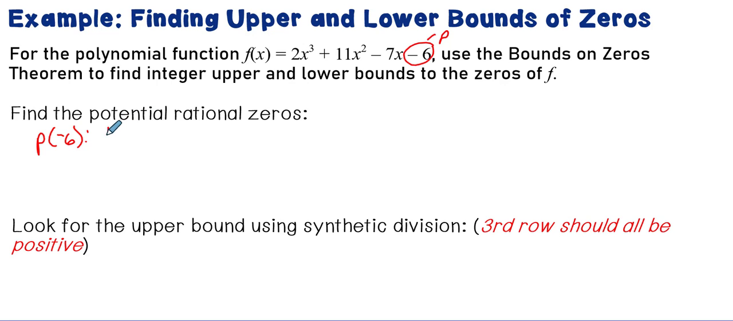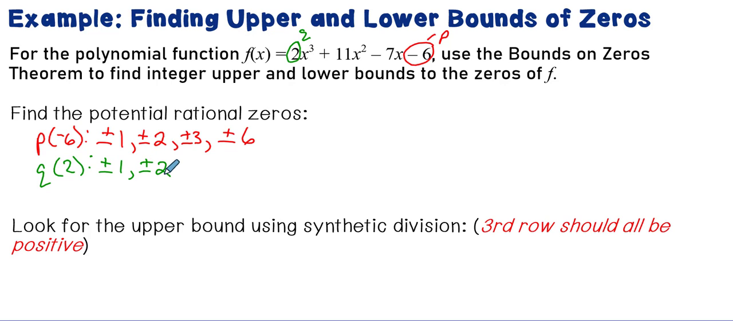So that would be plus and minus 1, and we know that 1 times 6 is 6, so that's 2 factors. And we also know our other factors would be 2 times 3, so plus and minus 2, plus or minus 3. So we have 1, 2, 3, 4, positive and negative, so we have a total of 8 potential factors for 6. Now our q value is the leading coefficient, which in this case is 2. So our factors for 2 are just simply plus and minus 1 and plus and minus 2.